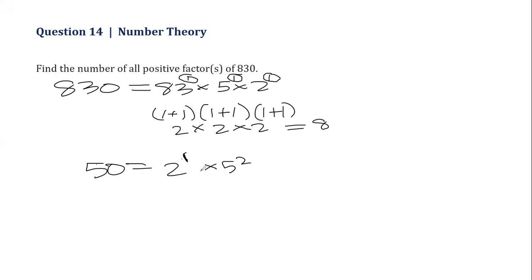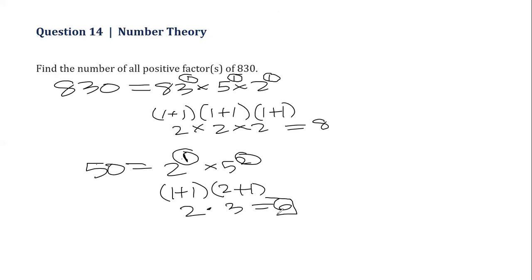So there's 1 here. So you're going to take the exponents. You're going to add 1 to each exponent. You're going to multiply all of them. So that's 2 times 3, 6. So 50 has 6 factors.